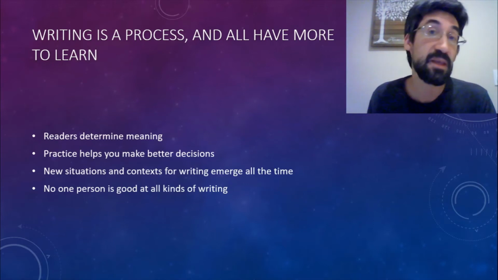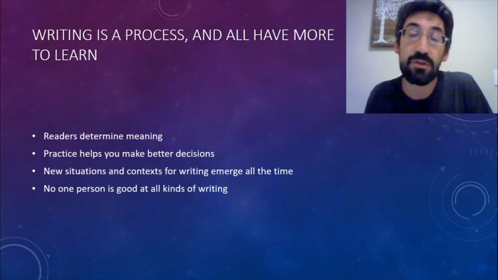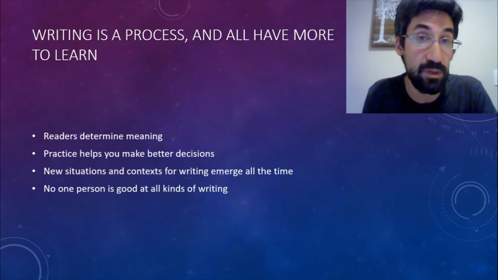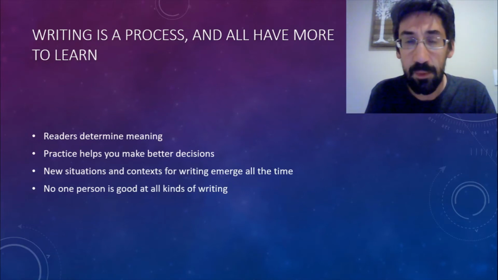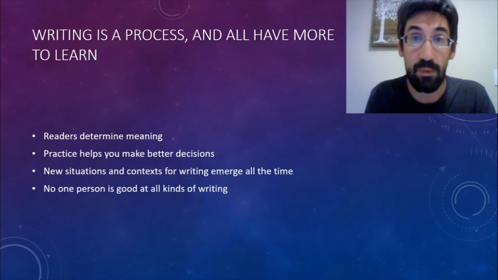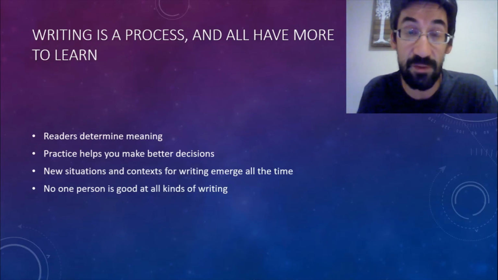And then finally, I think it's important to note this, right? No one person is good at all kinds of writing, right? We have our niches that we're particularly good at or that we have a lot of practice in. But as an example, I teach writing at the college level. My wife has her PhD in cognitive neuroscience.